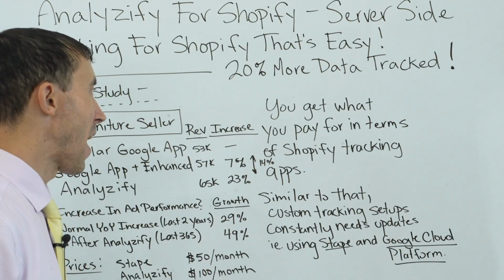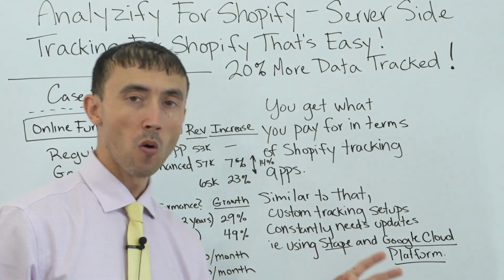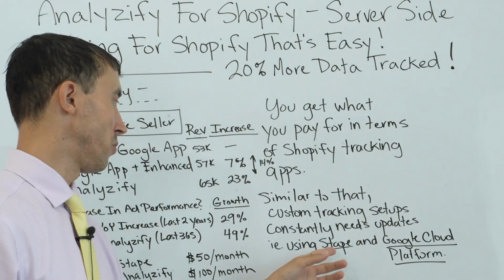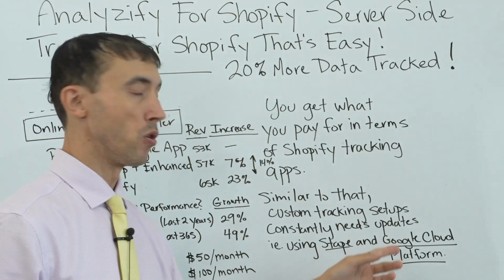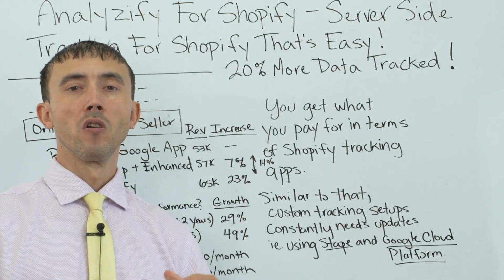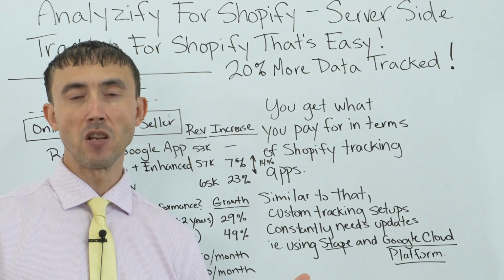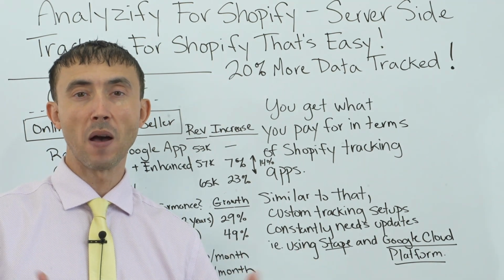So, and then with that, custom tracking setups on Shopify, if you're going to go with an alternative option like using Stape.io, Google Cloud Platform, it's going to take more maintenance in general. So yes, it may be cheaper to use one of those platforms, and actually not even that cheaper, or could be just as expensive, by the way.